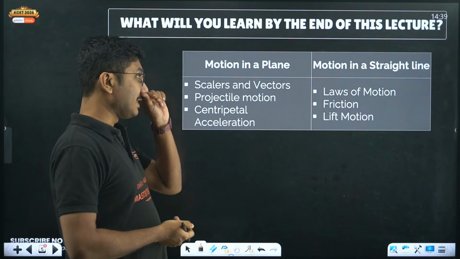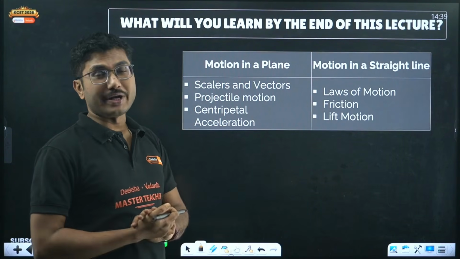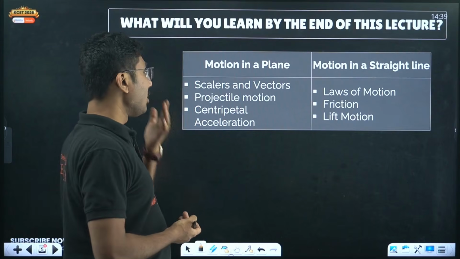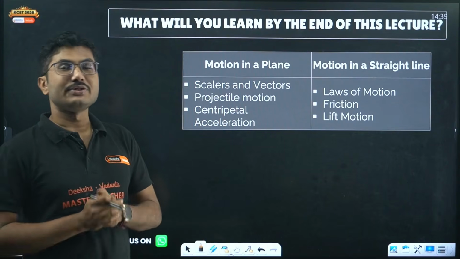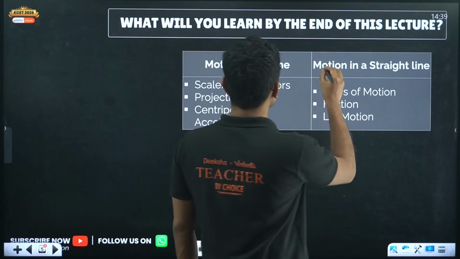We are going to discuss motion in a plane. We will be discussing scalars and vectors, everything included in this chapter. Projectile motion, a very important concept. We will also briefly discuss centripetal acceleration. This is not motion in a straight line.